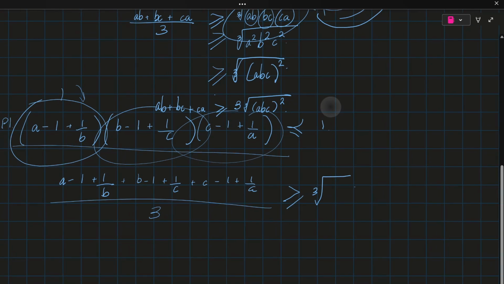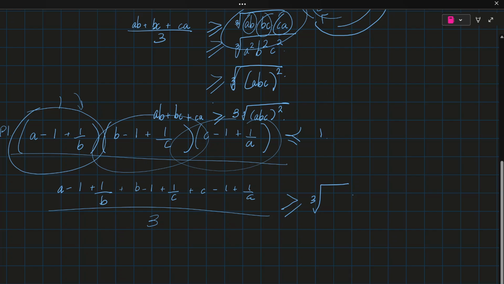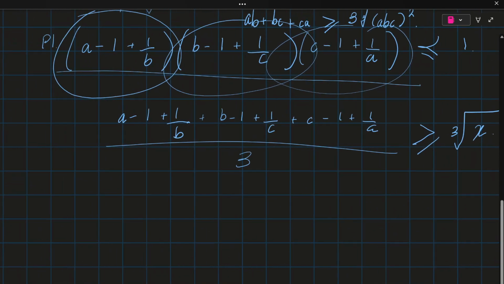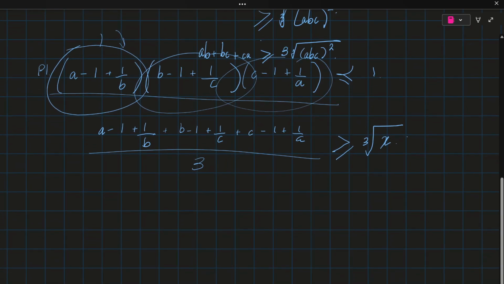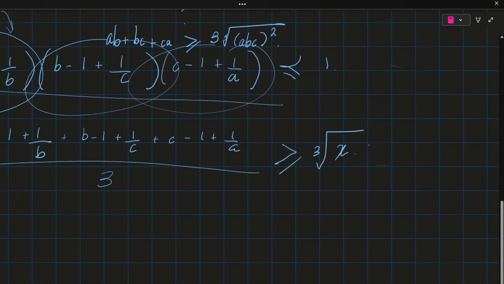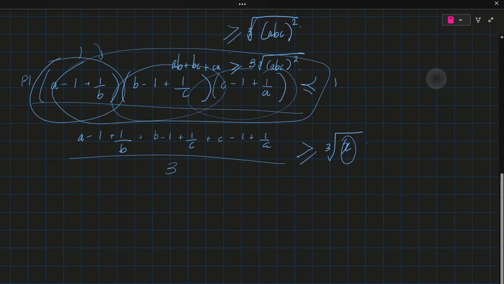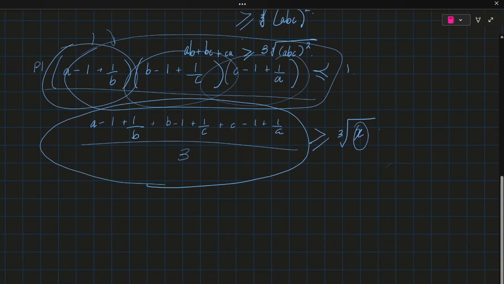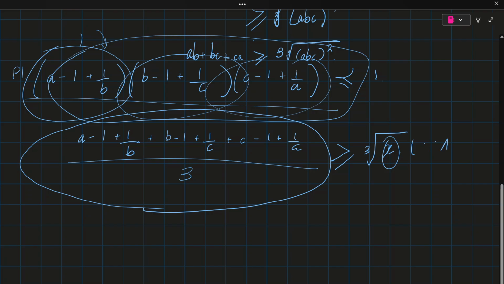Okay, before we move on, let's denote the product of these things as x, because it's going to be very long to write out the whole thing. As you can see, we already have the product part here, because this is the product that we want, and we have the product in the cube root, so I guess we'll just have to solve the left-hand side of the inequality. So by the AMGM, we have this.